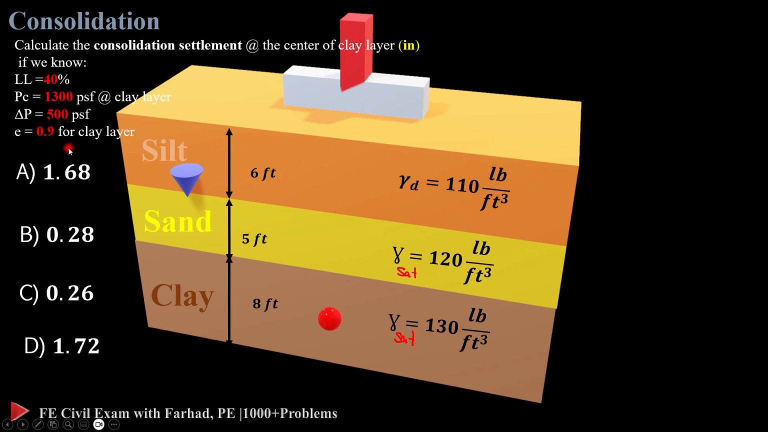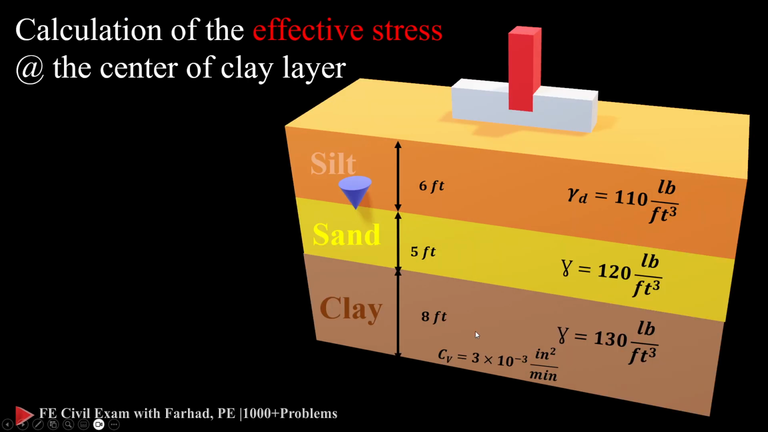And delta P, the increased effective stress due to the loading on the columnar foundation of this building, which applies to the soil, is 500 pound per square feet. The void ratio for the clay layer is 0.9. And also we want to calculate the consolidation settlement at the center of our clay layer.